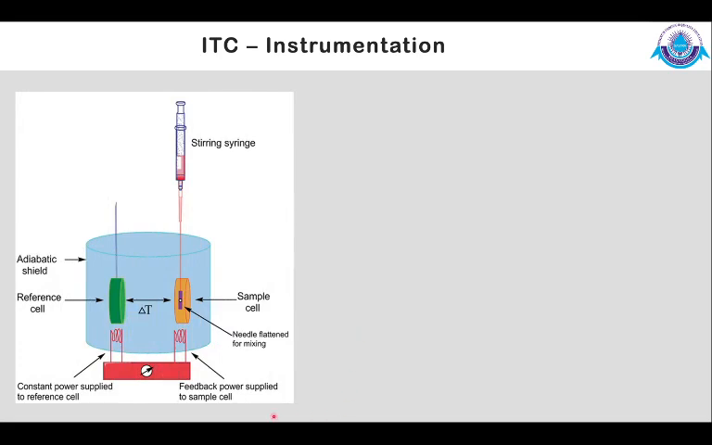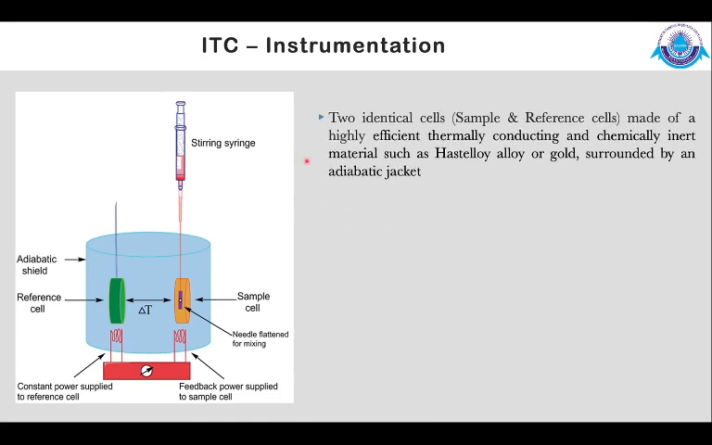So this is the schematic diagram of an ITC instrument. It contains two cells. One is a sample cell and the other one is a reference cell. Both are tiny cells. Depending upon the type of ITC that we work with, the volume and the material change. Both are made up of highly non-reactive metals.